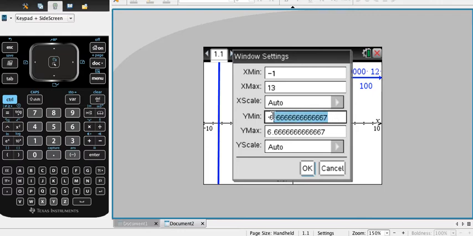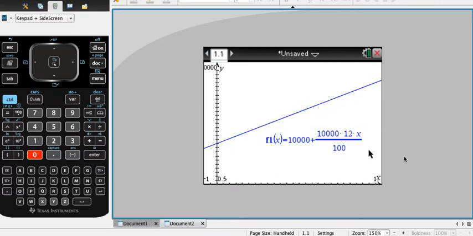Now, we're not going to have a negative amount, are we? Because the amount really started at 10,000. But look, I'll go from 0. And the maximum, I'm going to have a look at about 30,000. Now, when I do that, here we go. Here's our straight line graph.